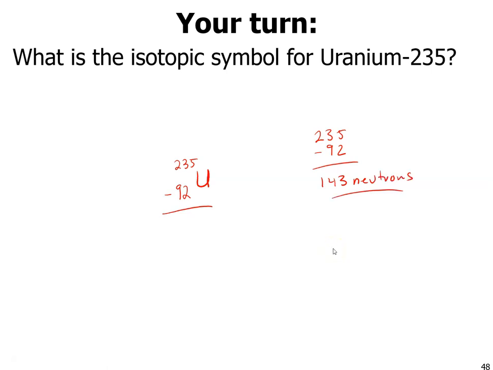So I didn't ask you for that information necessarily. I really asked you for this information. But it's a helpful reminder that if I set up this subtraction and complete that arithmetic, then I can identify how many neutrons are there. So we know these are protons, and the neutrons are once we've solved that problem.